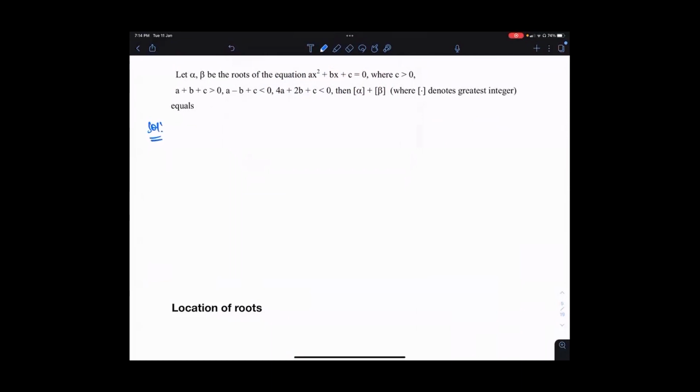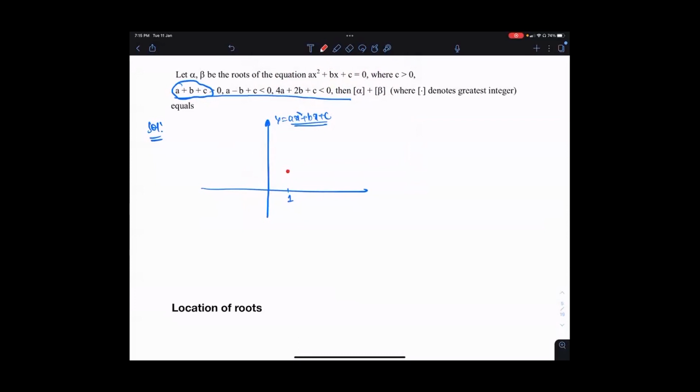If alpha, beta are the roots of this, and they have given some inequalities. Now we are moving into the graph part. So then they are asking for the value of alpha plus beta. If you draw the graph of this quadratic, y equals ax square plus bx plus c, what is a plus b plus c? By substituting what value of x will you get a plus b plus c? By substituting x equals 1. So when x is 1, the value of the function is positive, they are saying. Since it is positive, somewhere here it will be. I'll just mark it randomly.